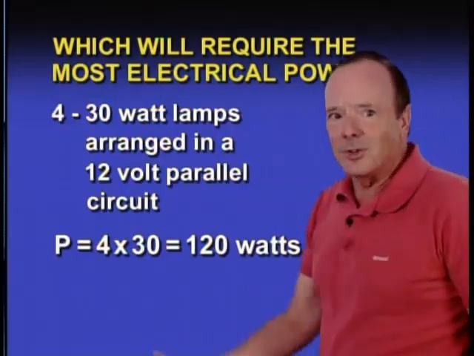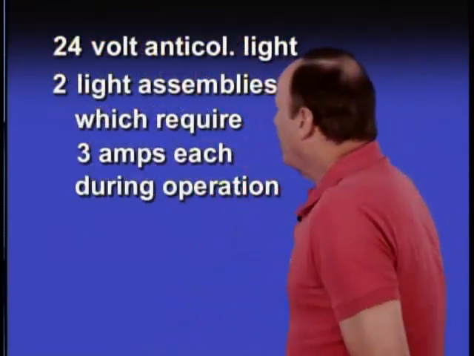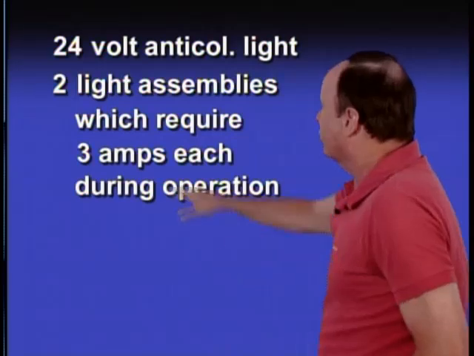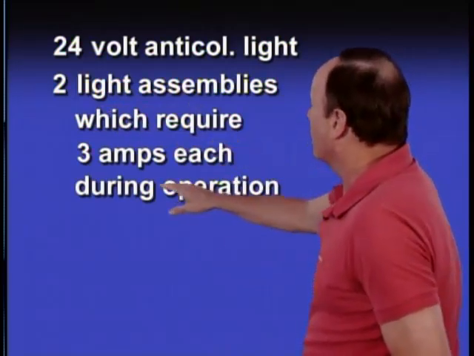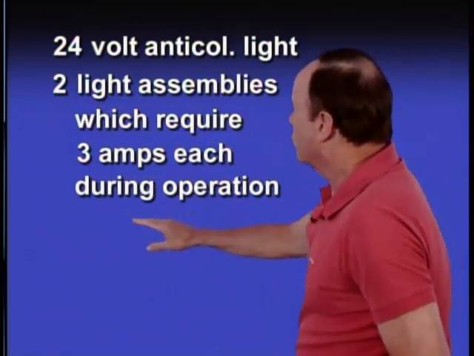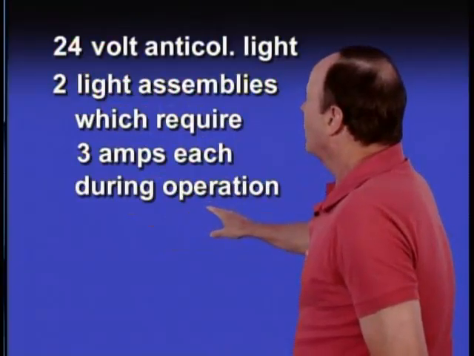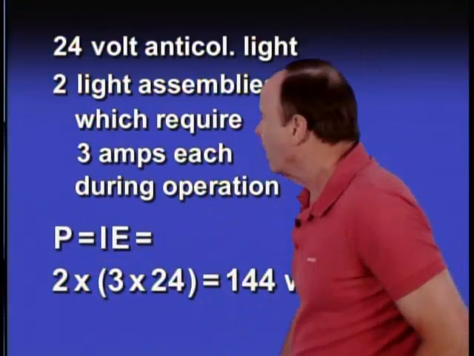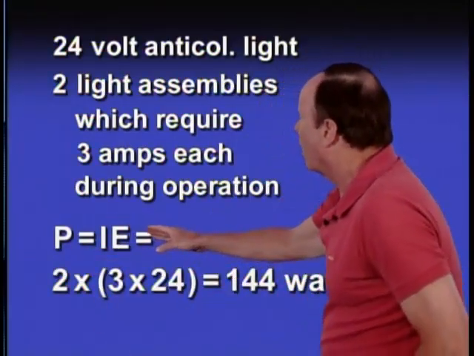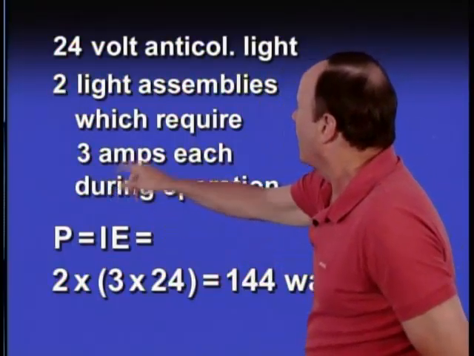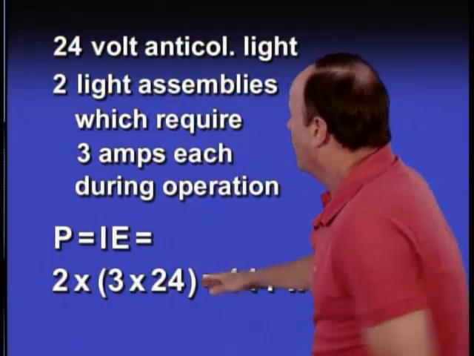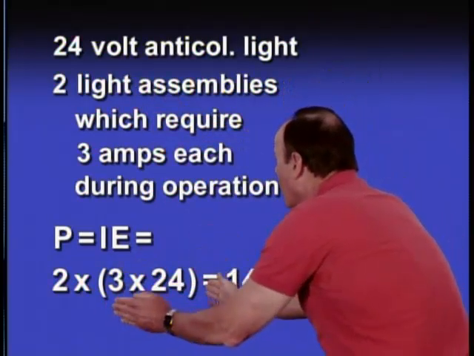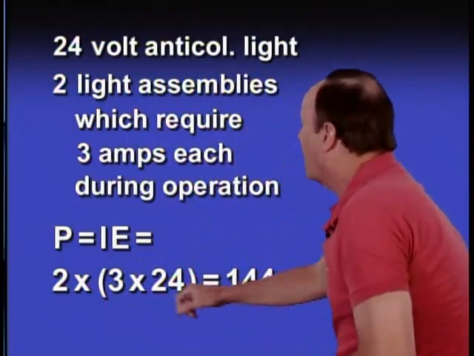Well, that's pretty easy. Let's do another one. Now you have a 24-volt anti-collision light circuit. It consists of 2 light assemblies which require 3 amps each during operation. Well, let's take a look at this. First of all, power, as you remember, is amps times volts. Well, we have 3 amps and 24 volts. So this is 3 times 24 in each circuit, and that's the power required in each circuit. It's the amps times the volts.